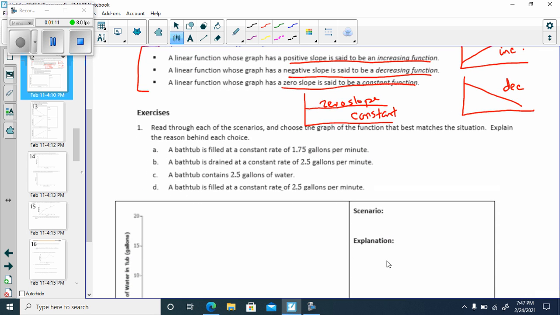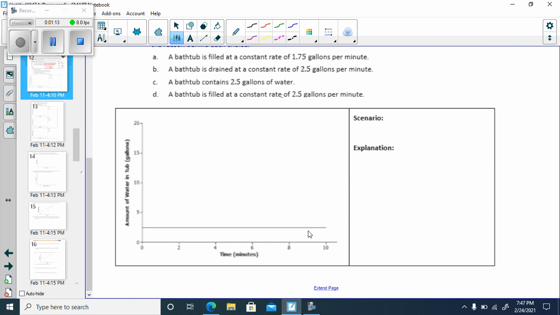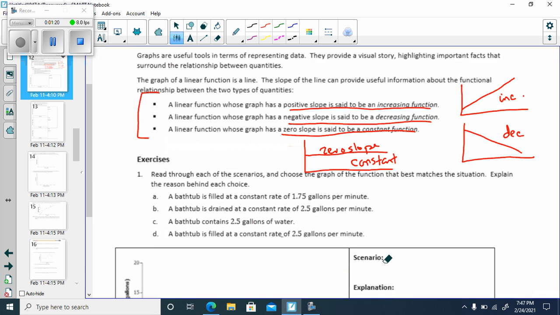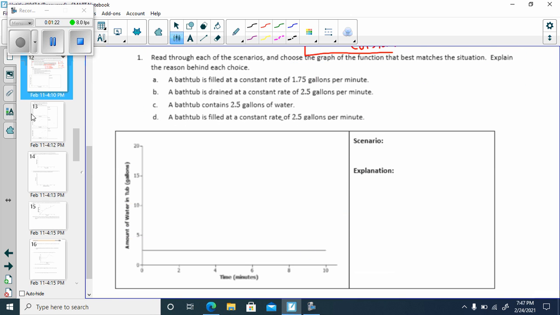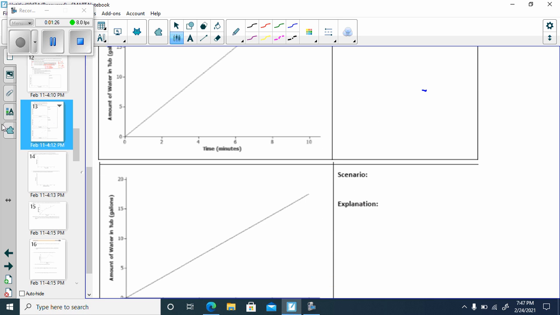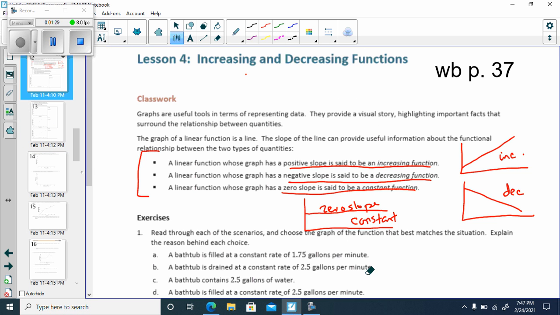Down here, they've given you 4 scenarios, and they have given you graphs. This is on page 37 of your workbook and 38. There's 4 scenarios here, and they want you to match them to their graphs. So let's look at this first one. A bathtub is filled at a constant rate of 1.75 gallons per minute. If it's filled, it's going to be going up. It's going to be increasing, right?